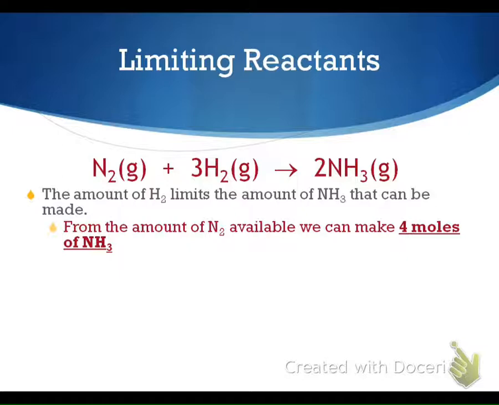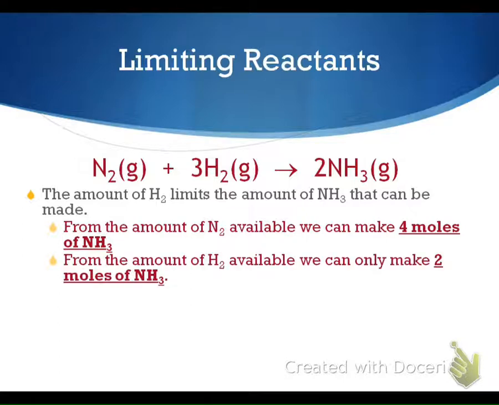Okay, from the amount of N2 available, we could have made 4 moles, since it's double, but from the amount of hydrogen available, we can only make 2 moles, because we started with 3, and that's what we had to give. So we can only make 2 moles. So here, hydrogen is our limiting reactant.